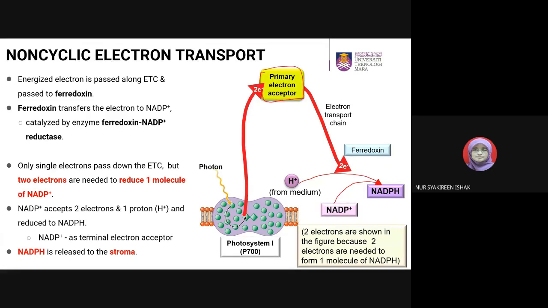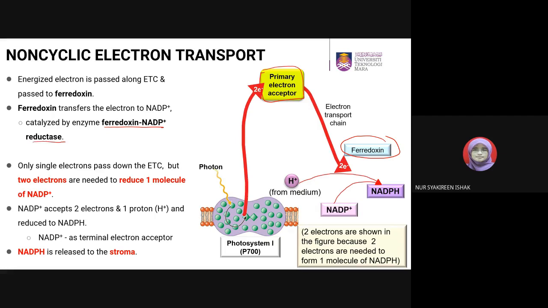The energized electron is passed along ETC and also passed to ferredoxin. Okay, ferredoxin is also the electron carrier of electron transport chain. Ferredoxin transfers the electron to NADP plus, catalyzed by the enzyme ferredoxin NADP plus reductase.